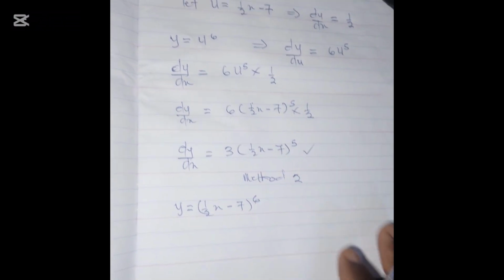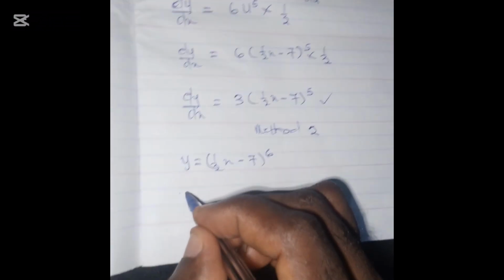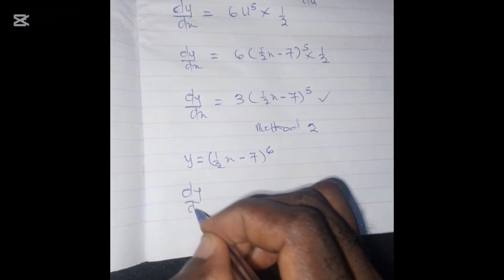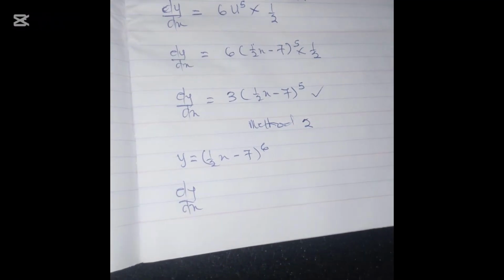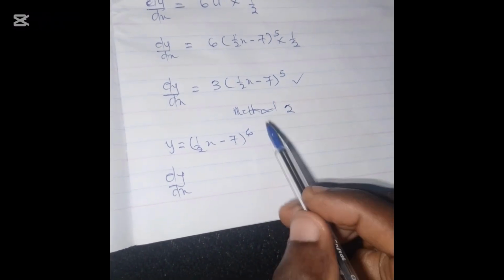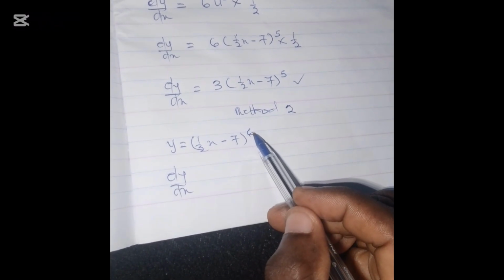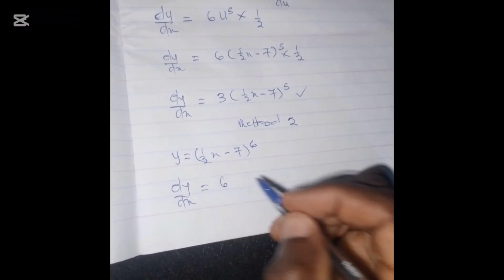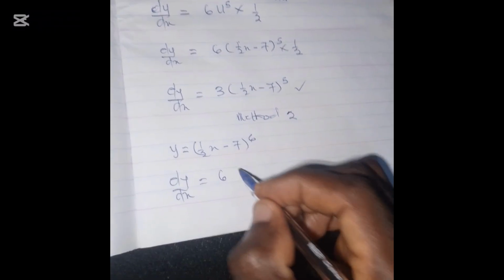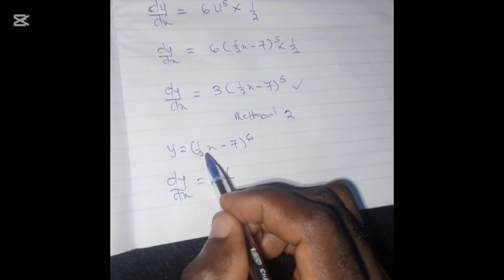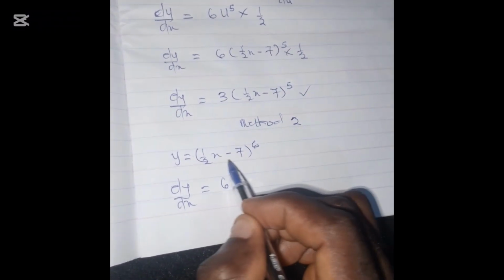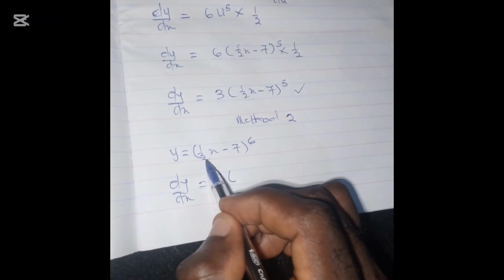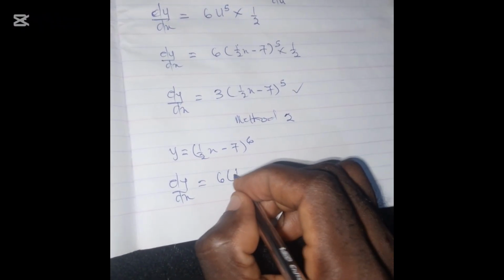So if we have y is equal to (half x minus 7) all raised to the power 6, then our dy/dx is very simple. Now the first thing we do is we bring this 6 down here. So we're going to write the 6 down. And then the next thing we do is we differentiate what is inside. If you differentiate 1 over 2x minus 7, the result is going to be half.